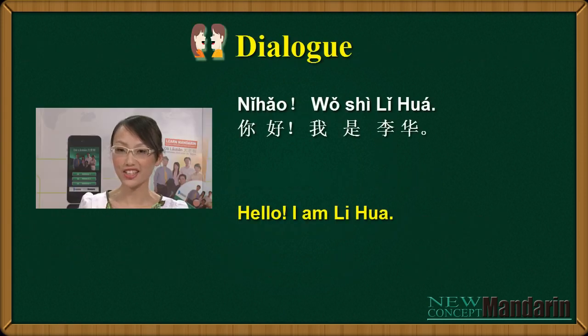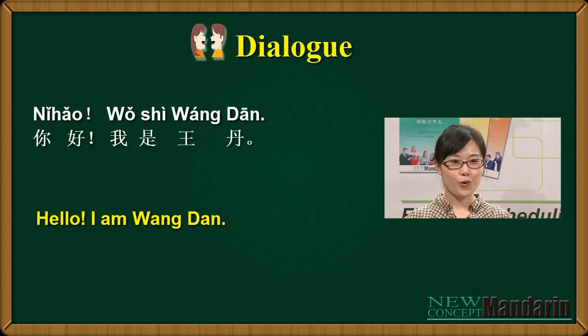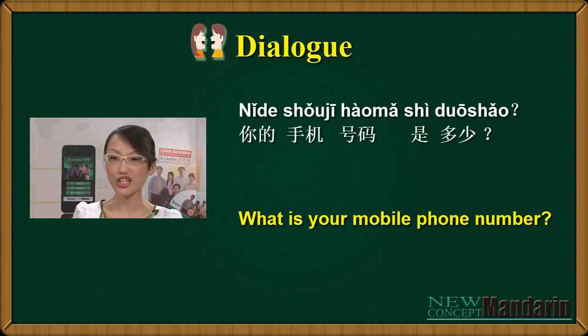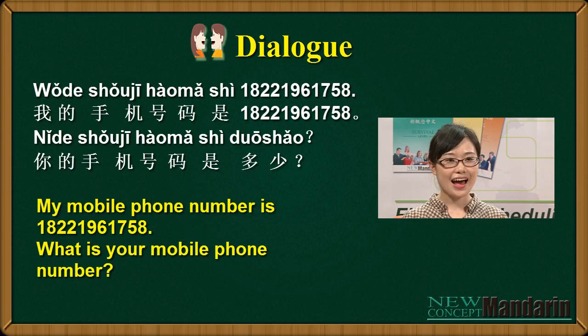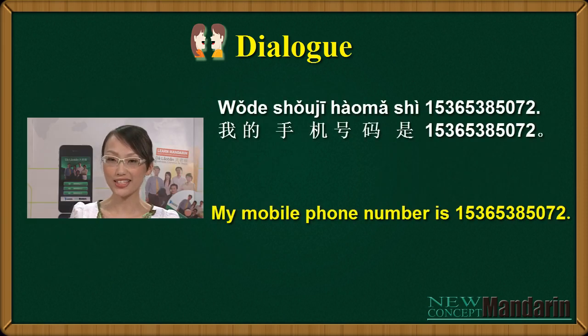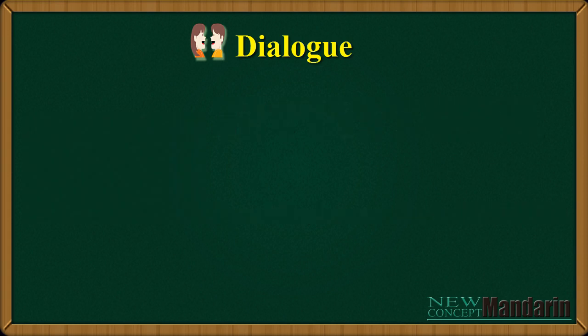你好，我是李华。你好，我是王丹。你的手机号码是多少？我的手机号码是18221961758。你的手机号码是多少？我的手机号码是15365385072。Let's listen one more time.